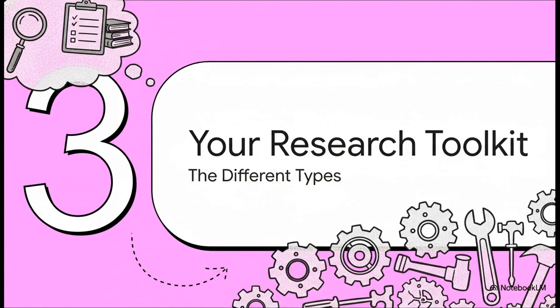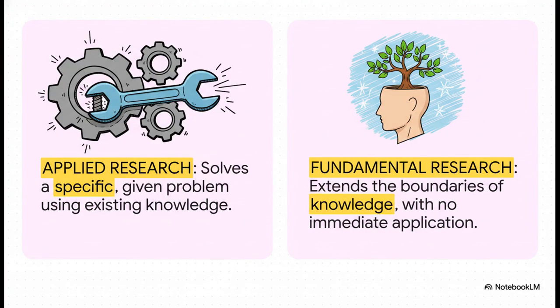Okay, so once you know your why, you gotta pick the right tool for the job. Let's look at the different types of research. This is your toolkit, and you want to match the right tool to the right objective. Now this is a classic comparison. You will definitely see this on an exam. The difference is all about your goal. Are you trying to solve a specific practical problem right now? Well, that's applied research. Or are you just trying to expand what we know as a species for the future without some immediate use in mind? That's fundamental or pure research.